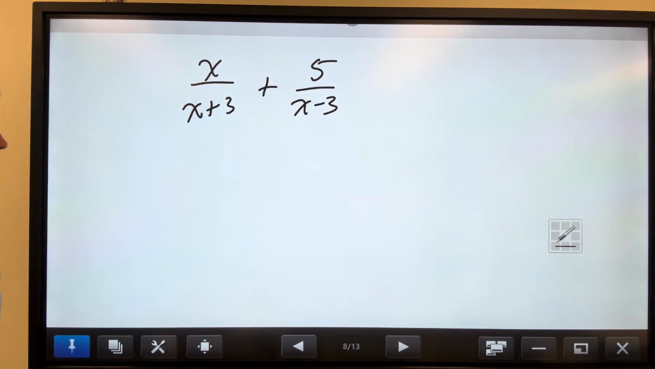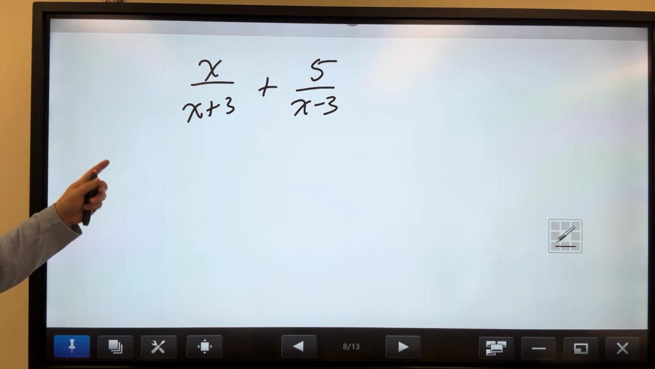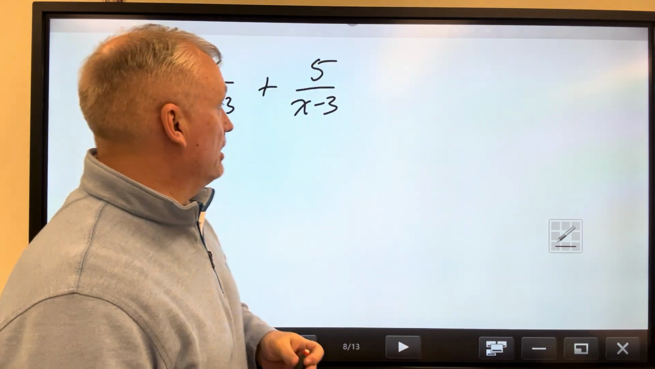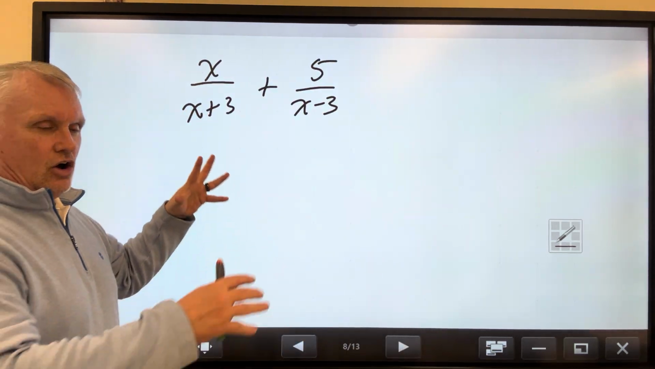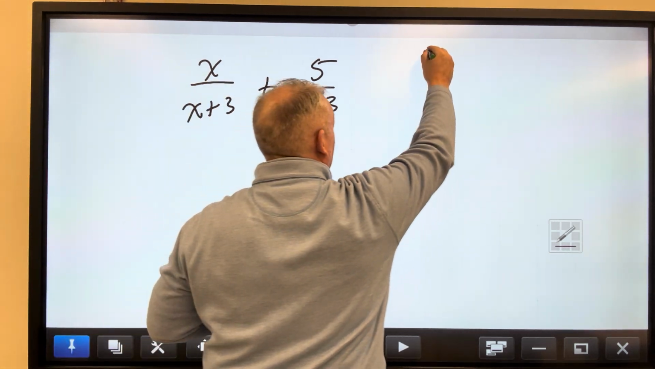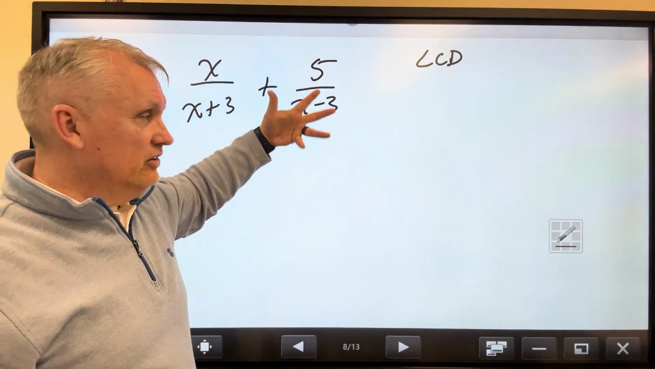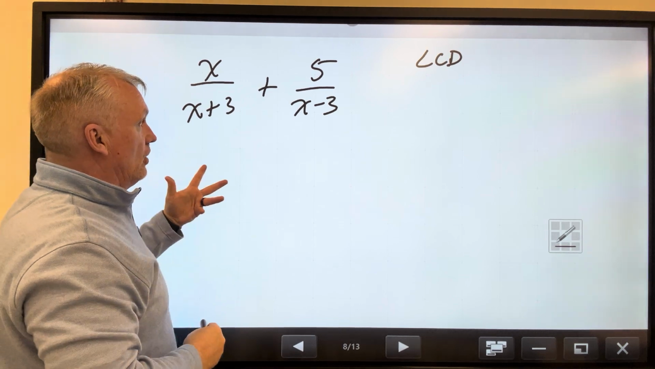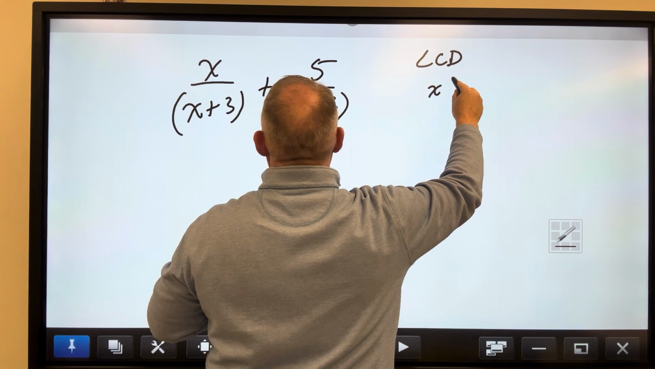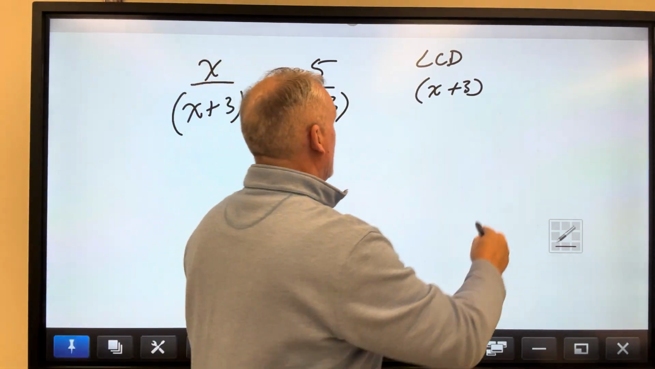Okay. What if you do not have a common denominator? Well, you better make one. So what you do is you take all these denominators. What you're finding is the least common denominator, the LCD. Now, there's nothing to factor here, so I don't have to factor anything out. So my LCD: I've got an x plus 3. Notice I'm putting that in parentheses because that's a term. And I've got x minus 3.